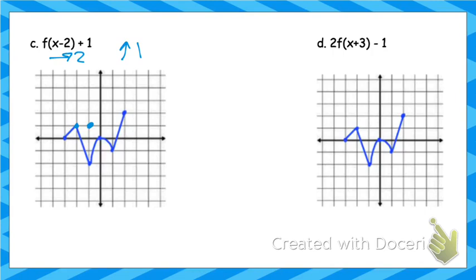Take my point here, right 2, up 1. From here, I'm going to go right 2, up 1. 0, 0, right 2, up 1. From this point, I'm going to go right 2, up 1. And then from my last point, right 2, up 1. And there's my function. The shape and size of that graph has not changed since it has not been reflected or compressed. It's only been shifted.